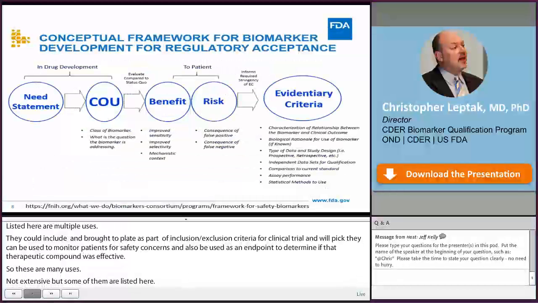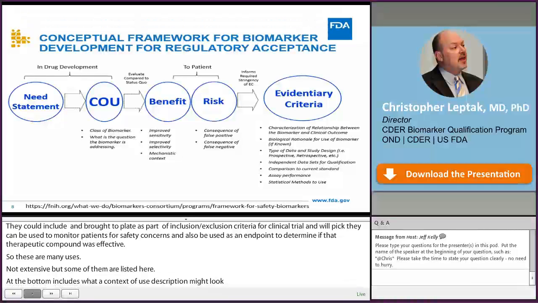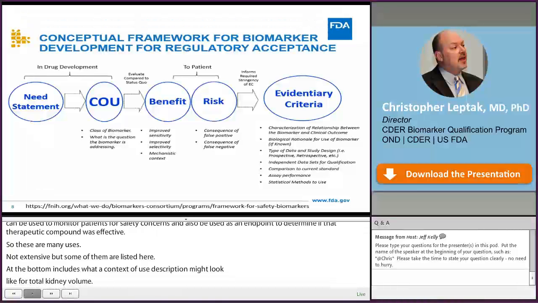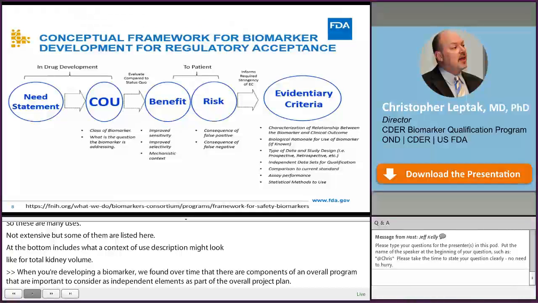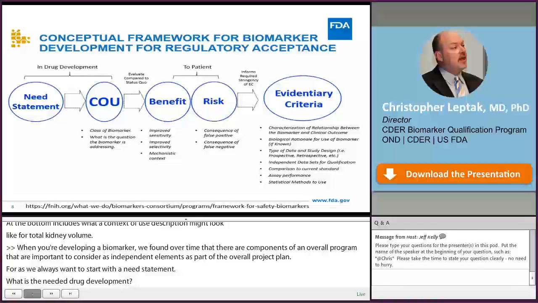When you're developing a biomarker, we've found over time that there are components of an overall program that are important to consider as independent elements as part of your overall project plan. So for us, we always want to start with the need statement. What is the need in drug development? Is it to try to reduce patient heterogeneity? Is it to try to have better markers of safety or toxicity? So it's nice to have what your goal is up front, and we call that the need statement.